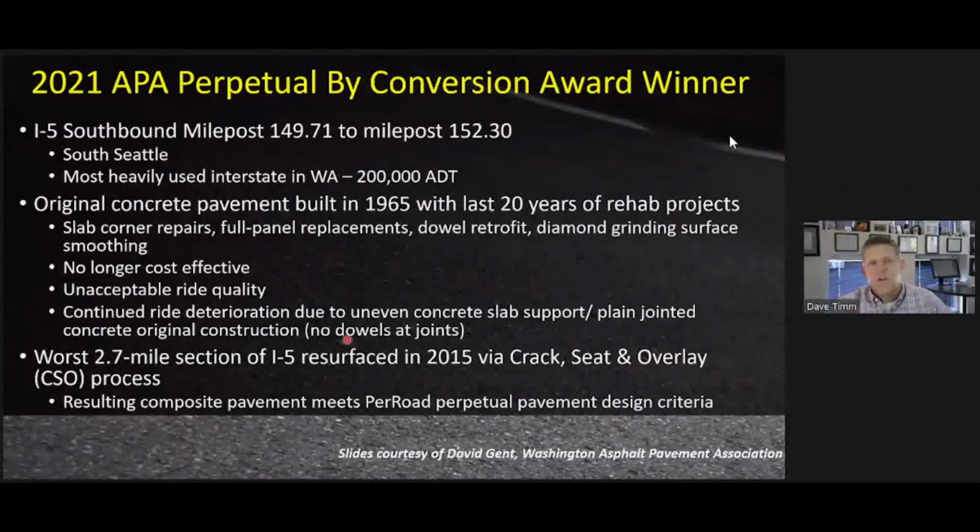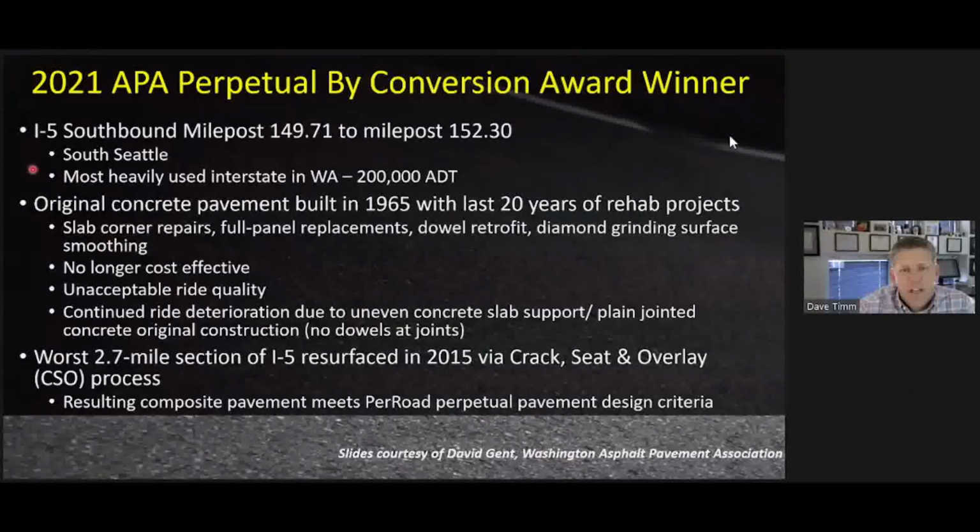Let's talk about a few other cases here. So I mentioned earlier the I-5 project. This is in Washington State, south of Seattle, near the Seattle airport. This was awarded in 2021. This is the most heavily used interstate in Washington. And David Gant from Washington Asphalt Pavement Association, as I have down here, shared this information with me.